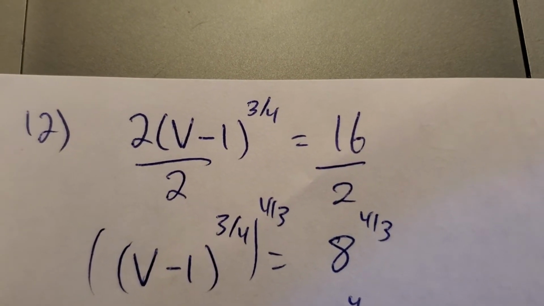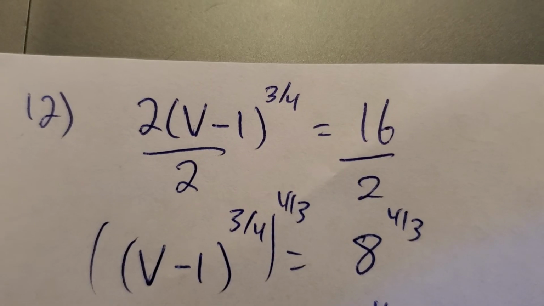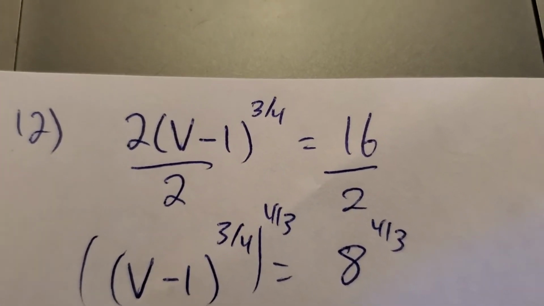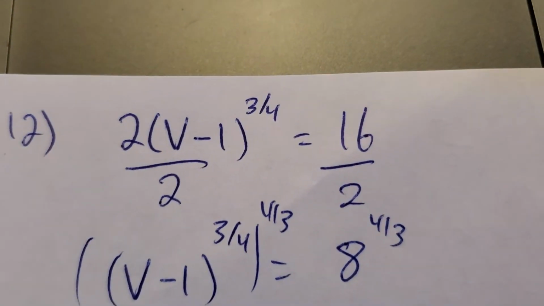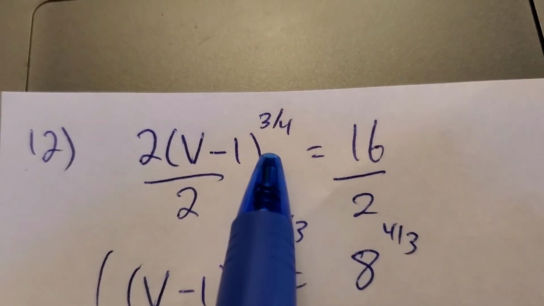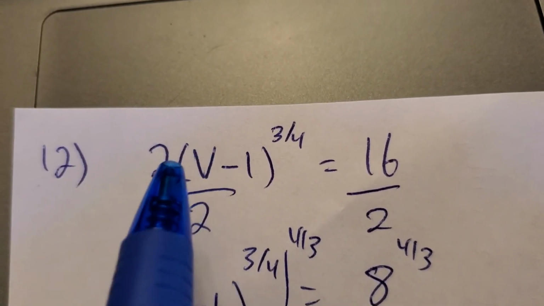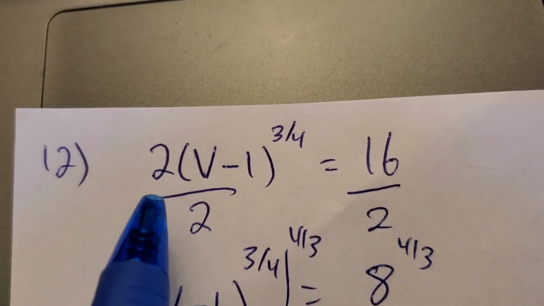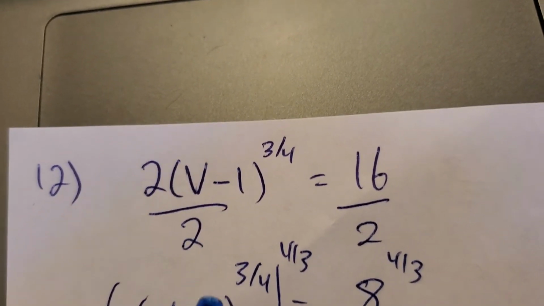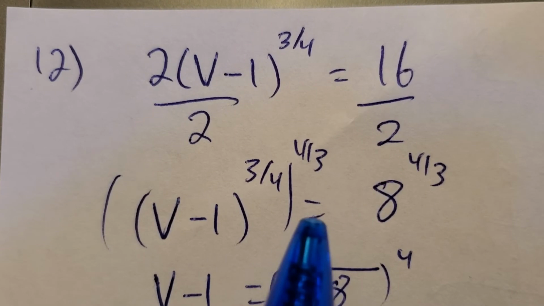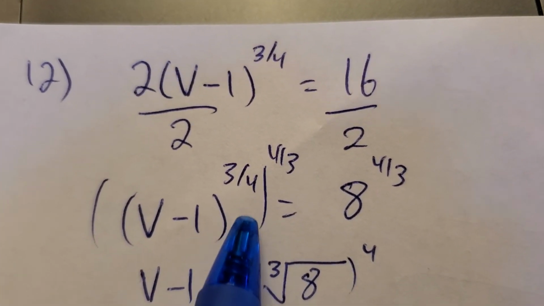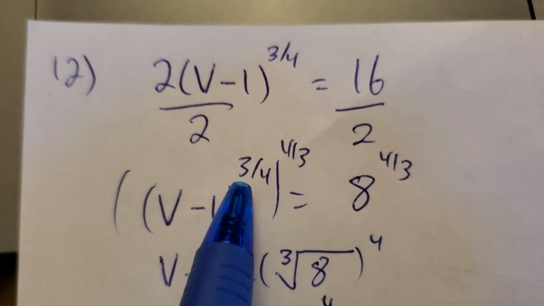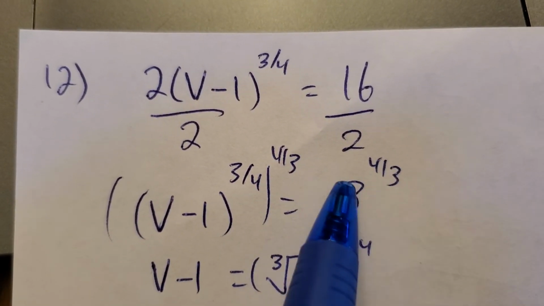For number 12, we have 2 times the quantity v minus 1 raised to the power of 3/4 is equal to 16. We cannot distribute the 2 inside here because of this exponent. Okay, we need to get rid of this 2 first, so we have to divide both sides by 2, and then we get our v minus 1 to the 3/4 power is equal to 8, because 16 over 2 is 8.